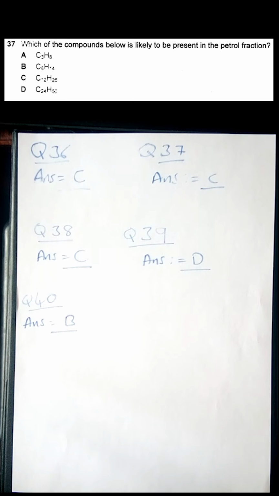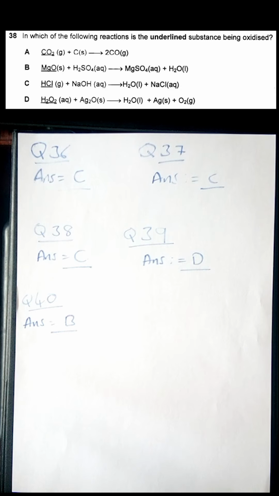Question number 38. In which of the following reactions is the underlined substance being oxidized? That is C. If we check there, hydrogen chloride is being oxidized. Why? Because hydrogen is removed and oxygen is added. So that's oxidation. That's for 38.